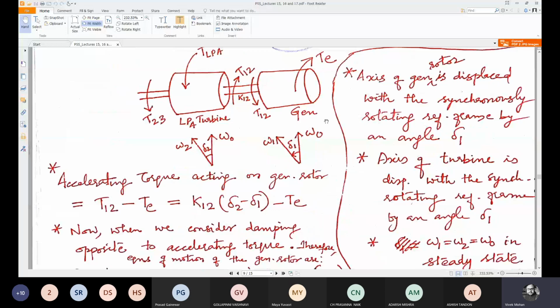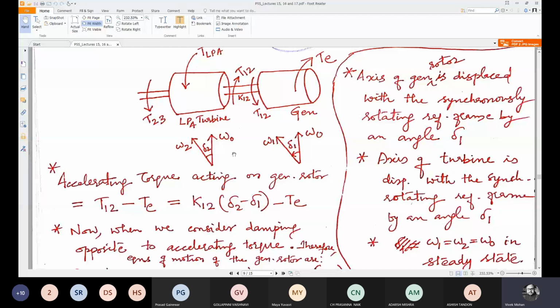In steady state, the delta 1 and delta 2 angles could be different also. Because once a twist is there, if it sustains with that particular twist, that means there is an angular displacement here and a different angular displacement there, but it sustains in equilibrium state. This delta 1 has no change, delta 2 has no change. But whenever there is a disturbance, delta 1 will change, delta 2 will also change. But delta 1 need not be equal to delta 2.